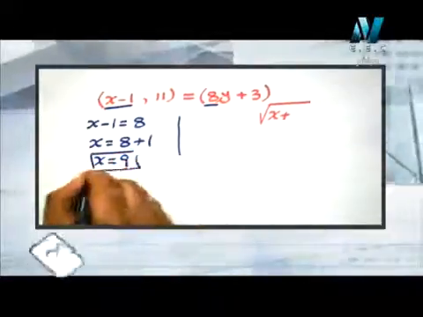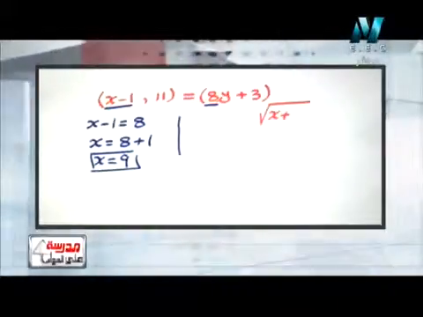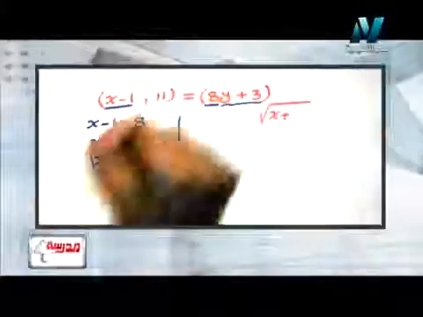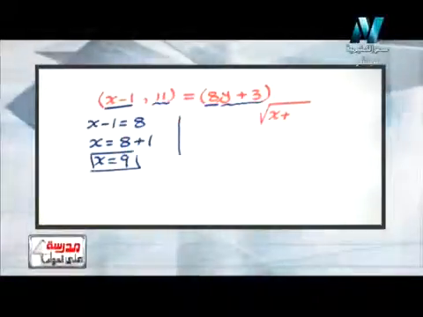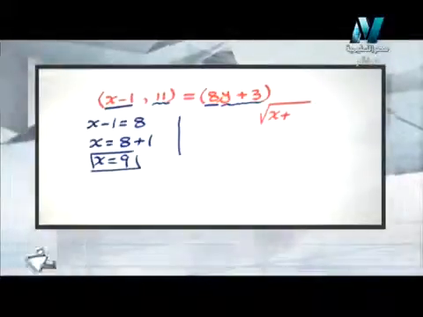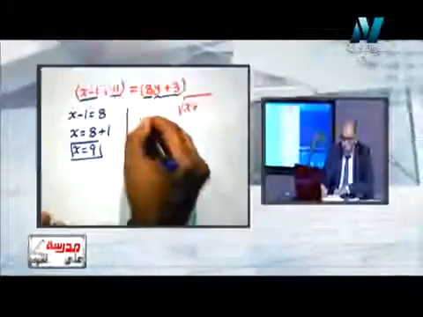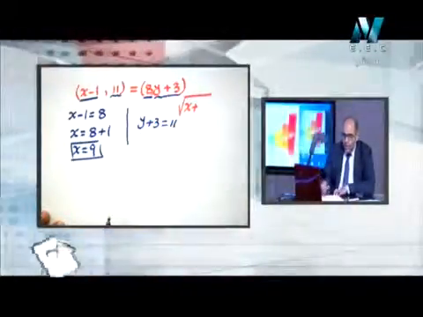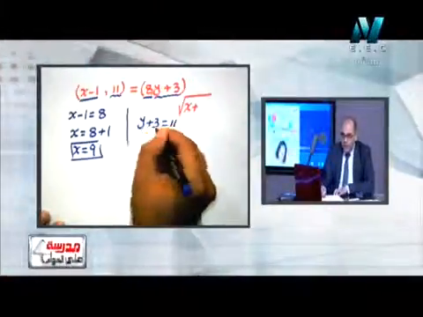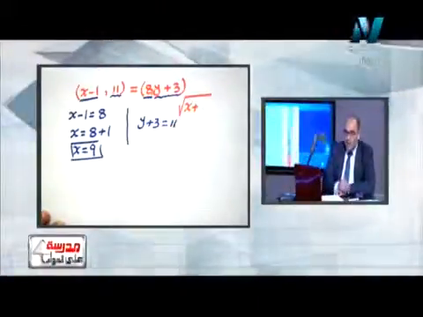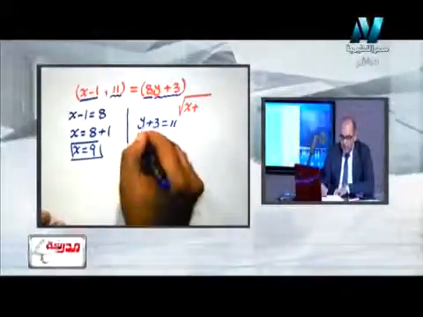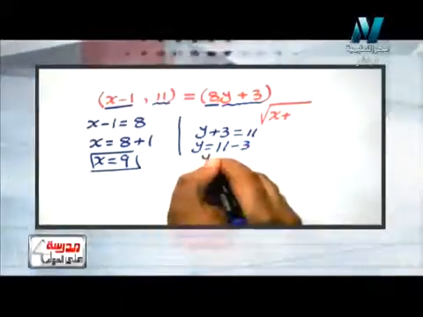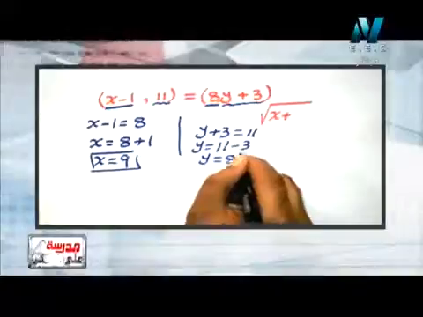What about the second number of the ordered pair, which is y? I think it would be the same. Y plus 3 equals 11. Construct an equation: y plus 3 equals 11. Do the opposite operation. Here we have plus 3, so it will be negative 3 on the other side. So y equals 11 minus 3. Then y equals 8.